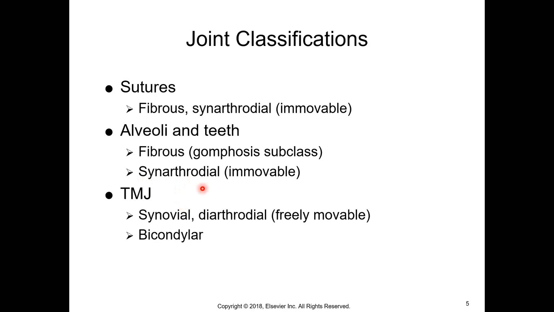And your TMJs, those are more movable. So they're synovial, they can move around, and they're bicondylar, meaning they have two condyles for opening and closing. So bi meaning two, condyles for attachments. So that's what you need to know for your joint classifications for TMJs and for the teeth.